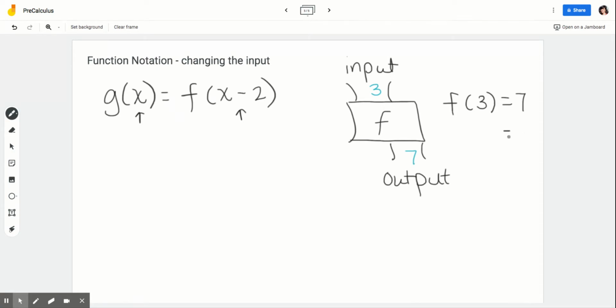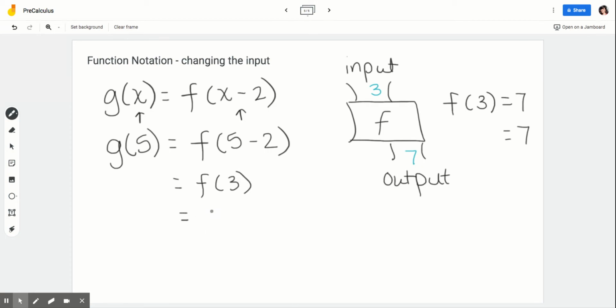So in order to get out 7 from the g function, I get that out when I plug 3 into the f function. So I actually have to plug 5 into the g function. So g of 5 equals f of 5 minus 2. So now I plug 5 minus 2 into the f function, and it gives me out 7. So g of 5 is what equals 7.